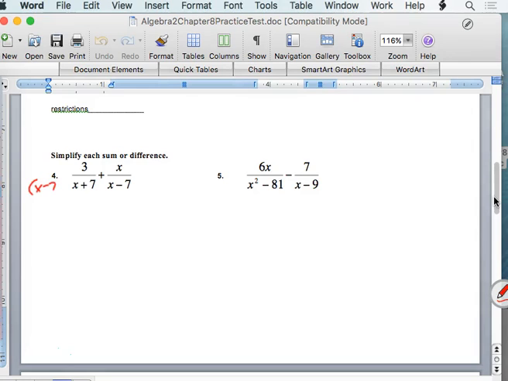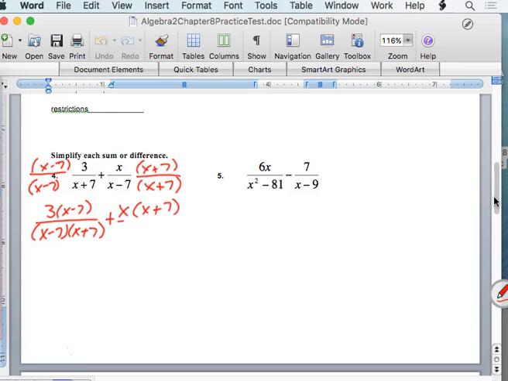Yeah, not really a least common denominator, is it? So this one's going to need an x minus 7 on the top and the bottom. And this one's going to need an x plus 7 on the top and the bottom. And remember, we don't cancel until we're done doing the addition on this. This is the opposite of what we do with multiplying and dividing. The last thing we do is cancel. So this will be 3 times x minus 7 over x minus 7 times x plus 7 plus x times x plus 7 over x minus 7 times x plus 7.